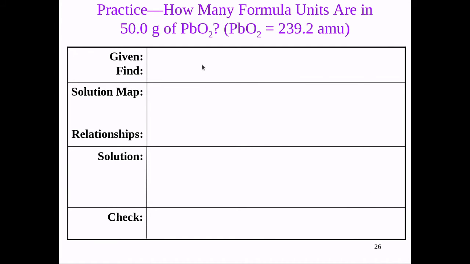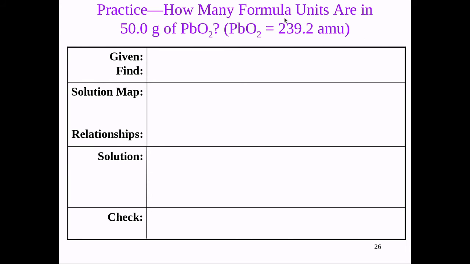Let's do one of the combined problems that we had before. All right. So now we're talking about how many formula units. You'll remember that lead oxide is an ionic compound, and that the formula unit is similar to the idea of the molecule. It is the smallest repeating pattern within that ionic structure. So this is analogous to us going from mass to atoms of an element, only now we're going from mass to formula units of an ionic compound.